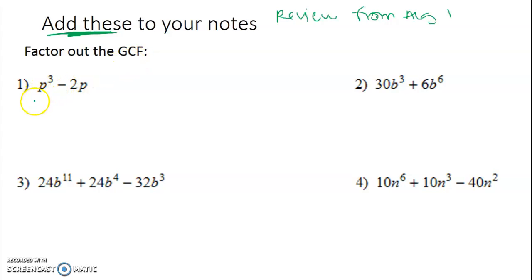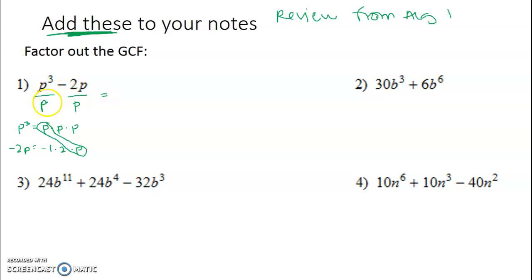So p cubed is the same as p times p times p. Negative 2p is the same as negative 1 times 2 times p. The only thing they have in common is the p, so I will divide both of them by p.